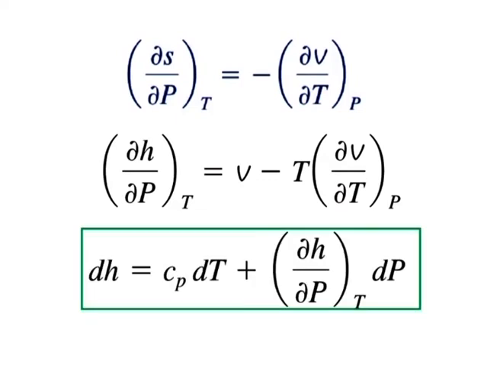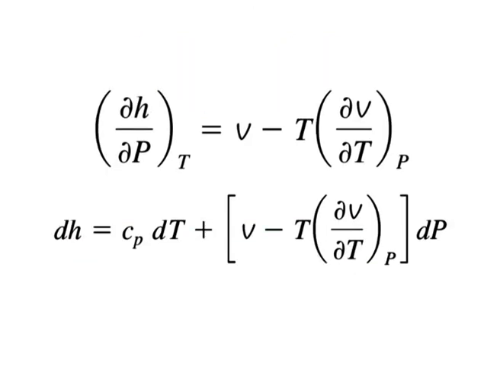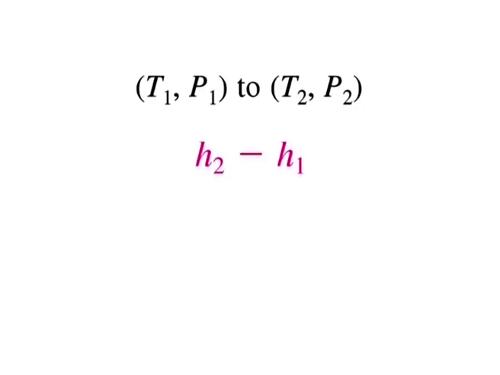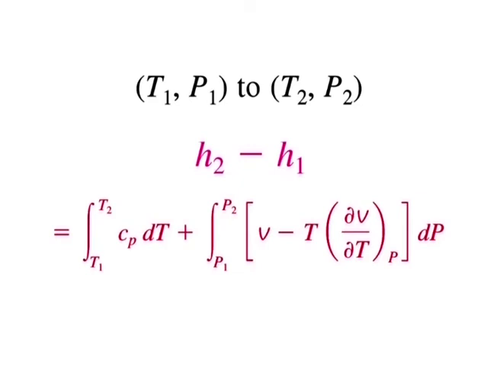Substituting this into equation C, we obtain the desired result for dH as dH is equal to Cp dT plus V minus T into partial derivative of V with respect to T keeping P constant into dP. The change in enthalpy of a simple compressible system associated with a change of state from T1, P1 to T2, P2 is determined by the integration of this equation, and we get this result.